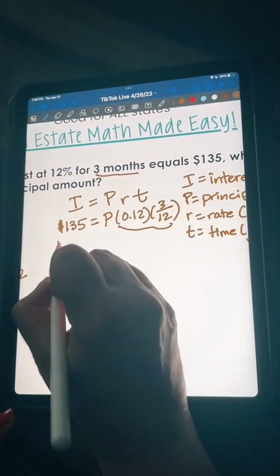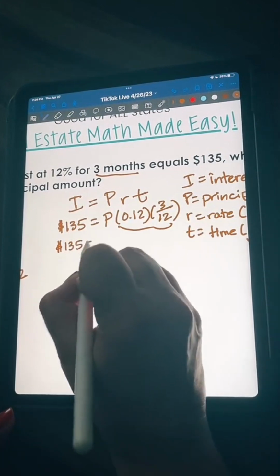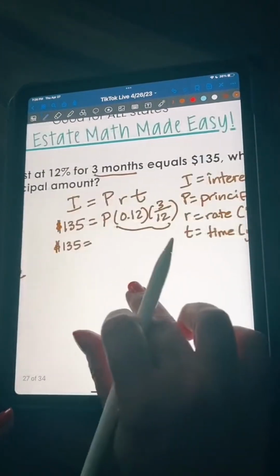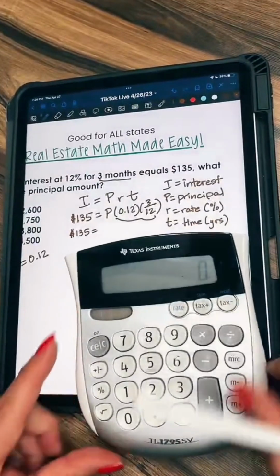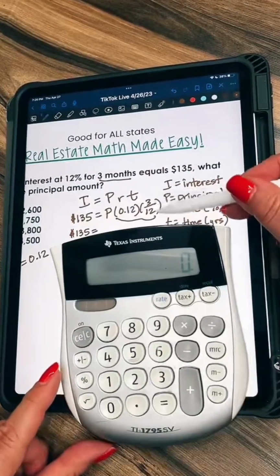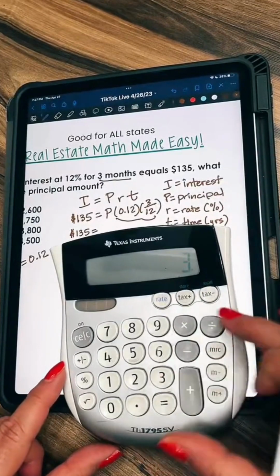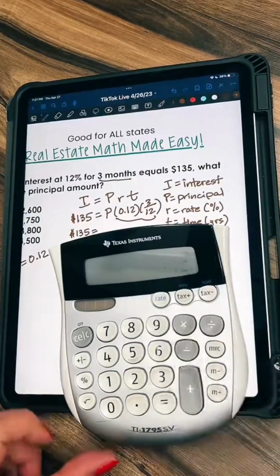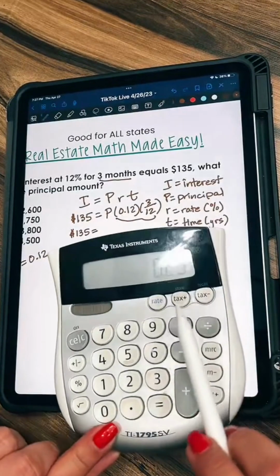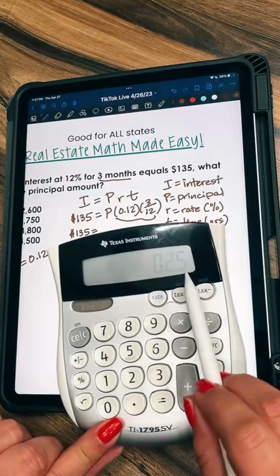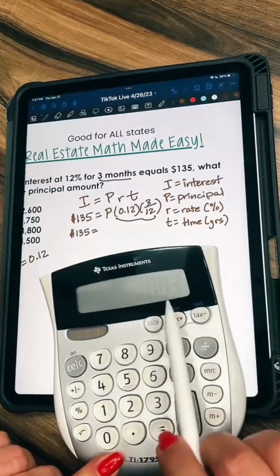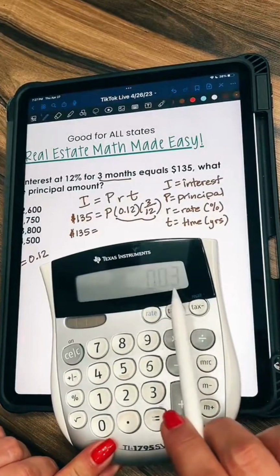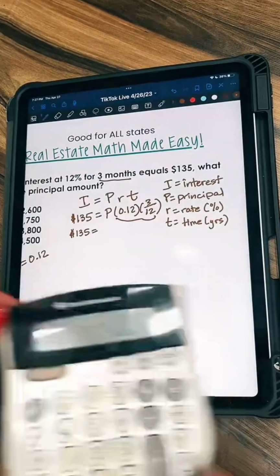Then let's rewrite it. So $135 equals, and then we're going to multiply these two. All right, so this is how I would do it. Let me turn on my light here. I'm going to start with the fraction first. I would say 3 divided by 12 equals. I get that number. Can you guys see that? 0.25. And then I'm going to multiply it by 0.12. I get 0.03. All right, so that's my answer here.